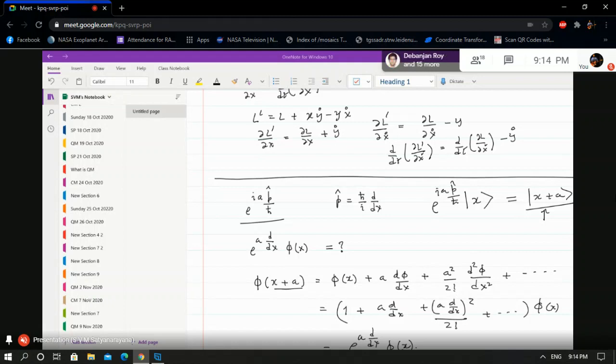So what will be e to the power minus i a p by h cross x? e to the power minus i a p by h cross x hat. That should be x plus a, no? That will be x minus a because you have e to the minus i a p by h cross. Okay, sir, b is equal to h cross by i, no?